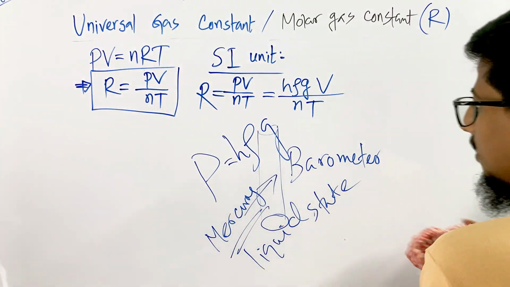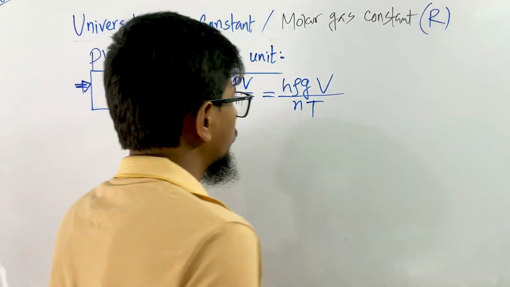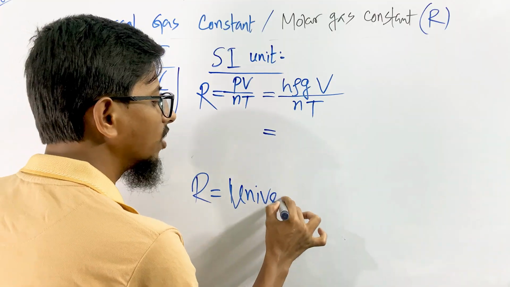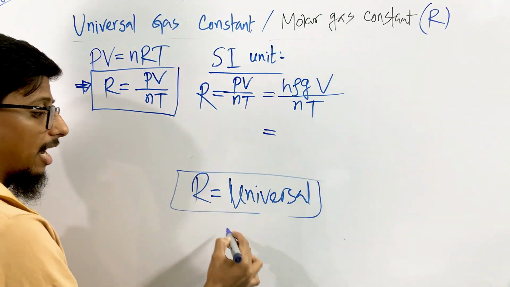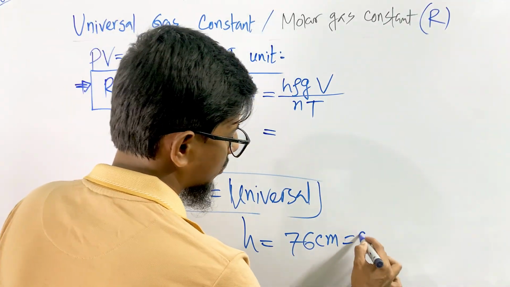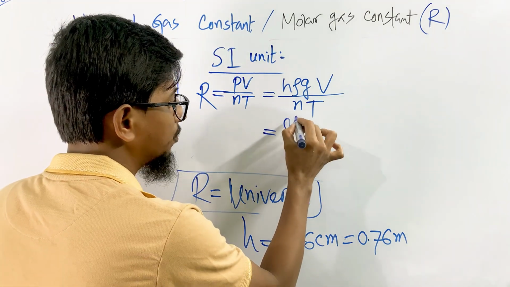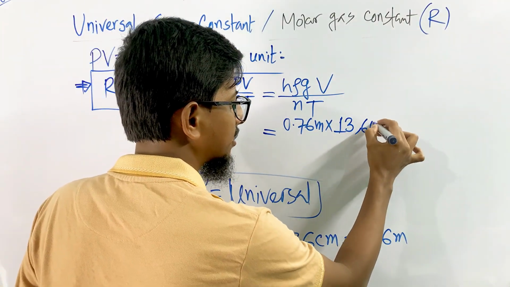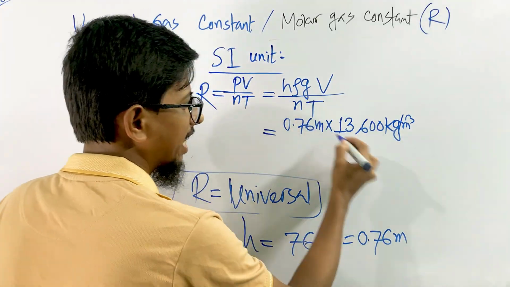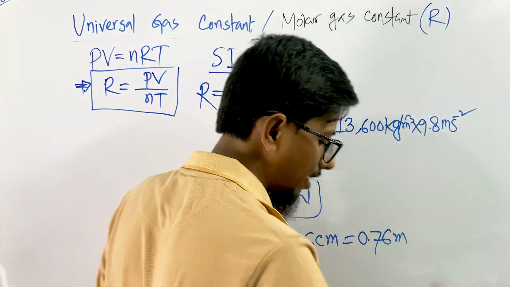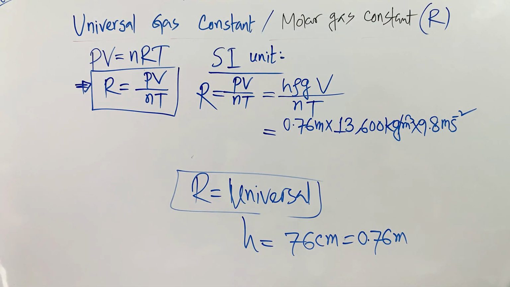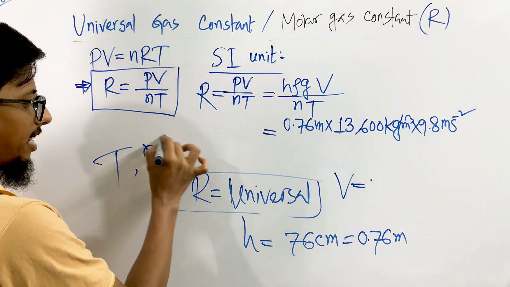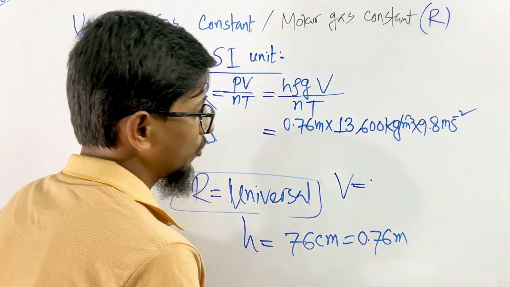Let me clean the board first, okay? Now, what is the value of h? Remember, R is the universal constant. We have already defined that in order to calculate pressure, my h value should be 76 centimeters, which is 0.76 meters. So I put 0.76 meters times rho, which is 13,600 kg per meter cube, and then I have g, which is 9.8 meter per second squared. Then I have the volume of an ideal gas at standard temperature and pressure.